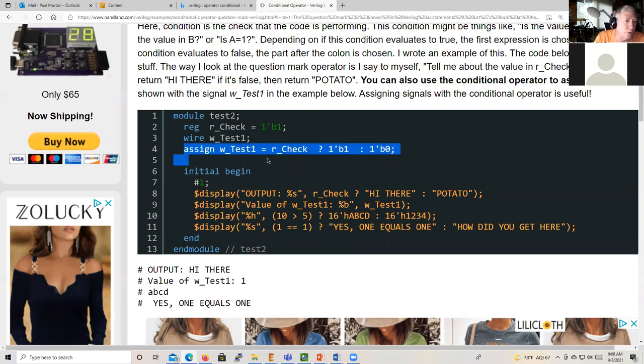And this is really helpful for doing muxes without having to use the bastardized use of the always block. So here we assign this signal W_test1 equals, this is the test. So we're going to test this R check. If it's true, then we're going to assign this, which is the constant 1-bit 1 to this 1-bit W_test1. If R check is false, we're going to assign zero. Now, what's interesting here is, again, W_test would have to be a wire because it's on the left side of an assign statement. R check can be anything. In this case, it's a register.